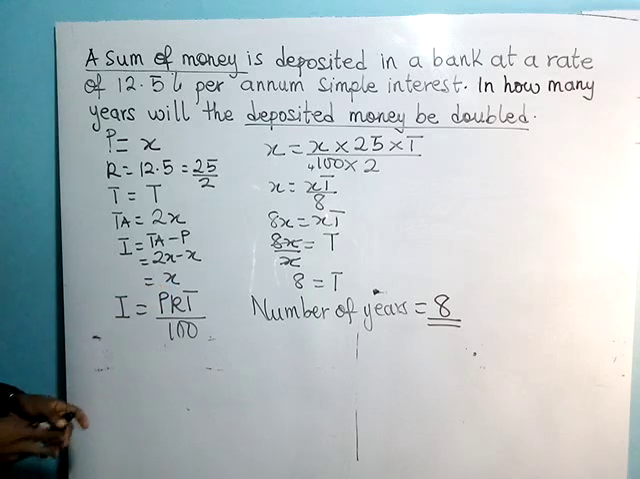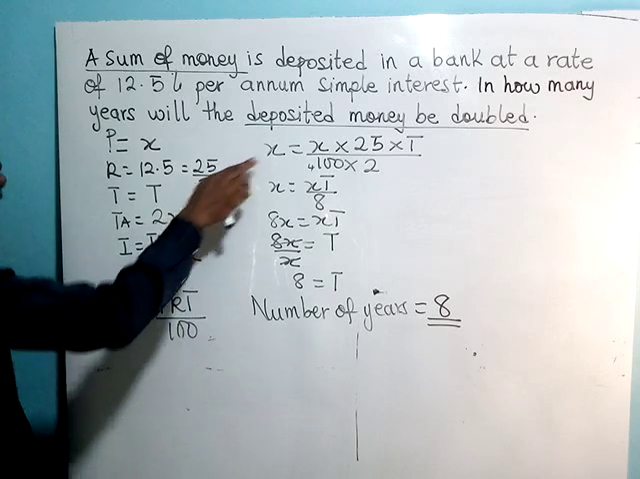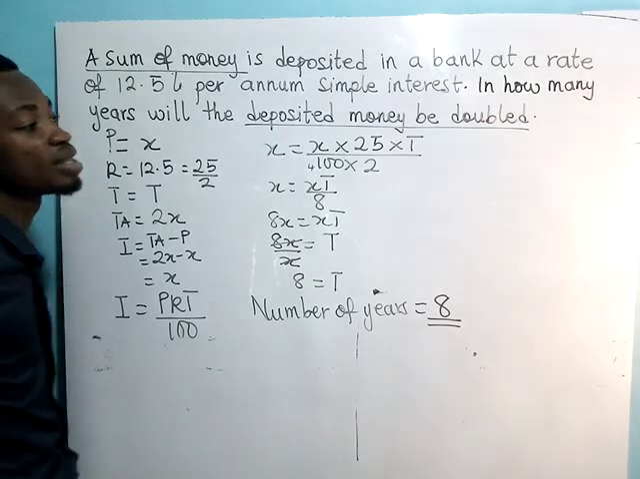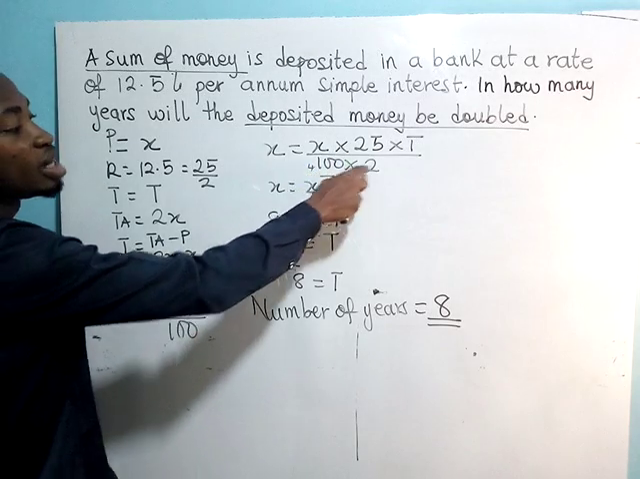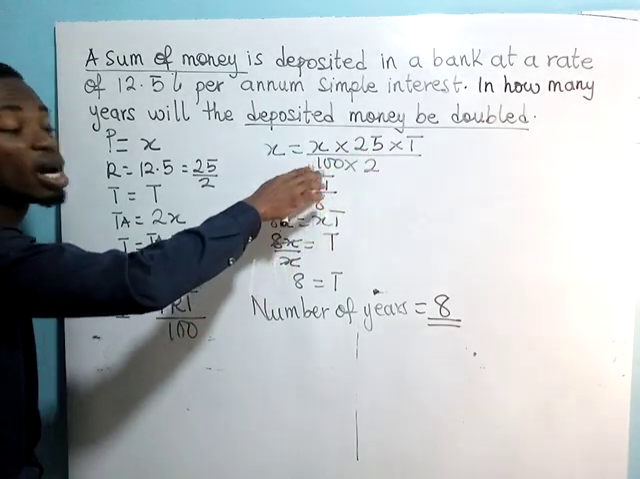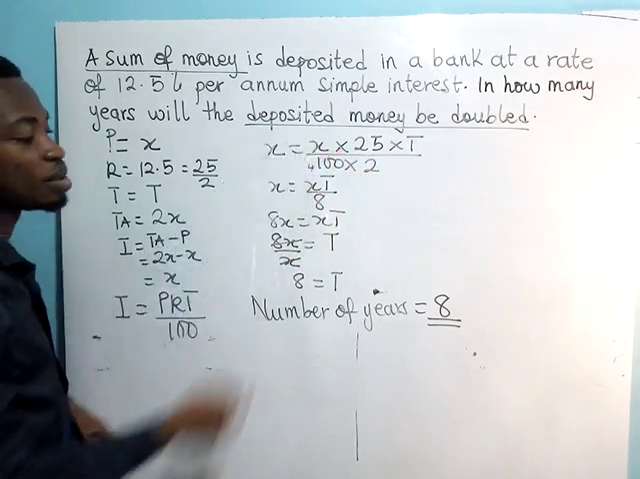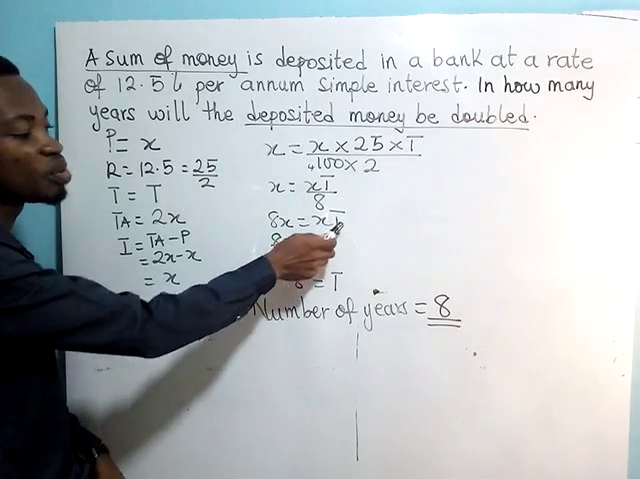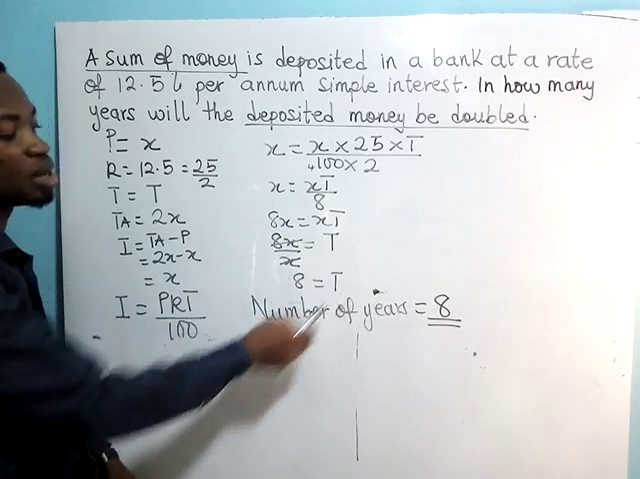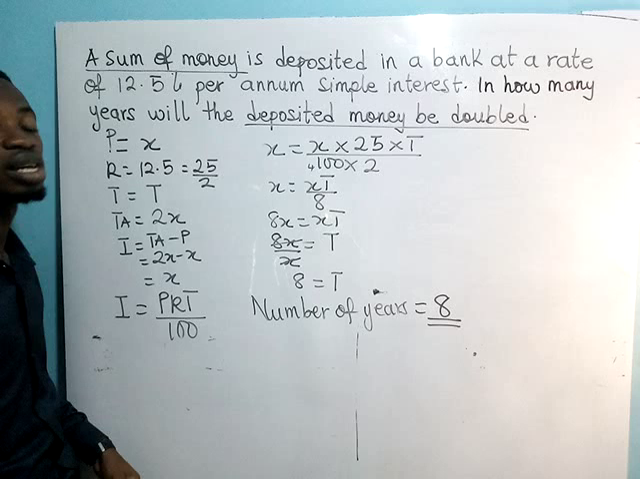We have X. Then by substitution, we have X is equal to X times 25 times T over 100 times 2. 25 into 100 is 4. 4 times 2 is 8. We cross multiply and divide through by the coefficient of T, which is X, and we obtain 8. So the number of years will be 8.